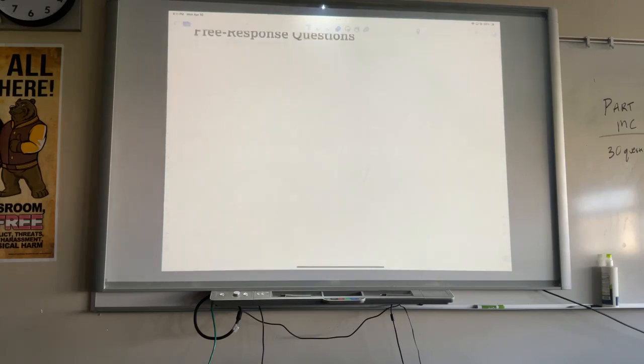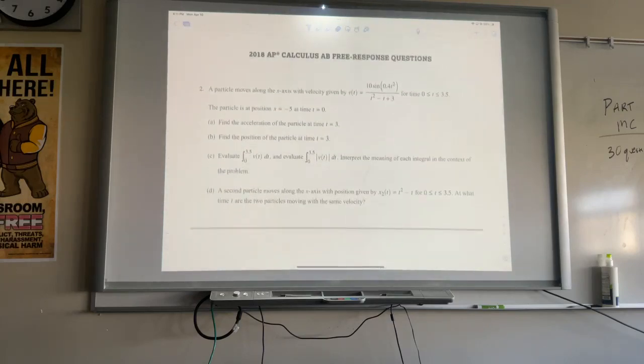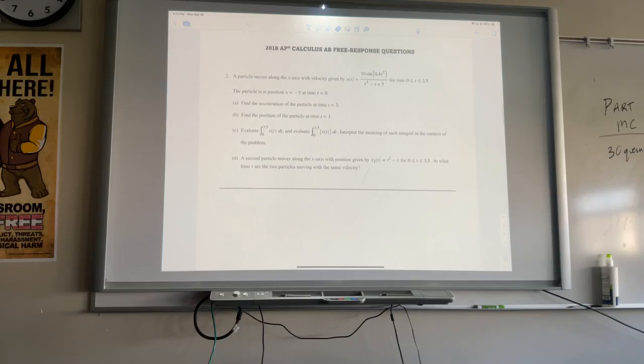All right, you guys. Okay. This is number 2. What does that tell us? This is a calculator question. If it's calculator, you guys, it means I'm not going to do any derivatives or any integrals by hand. Okay, so look, this should be pretty easy. Find the acceleration at 3. Find the position at 3. You want a hint on this one? No.